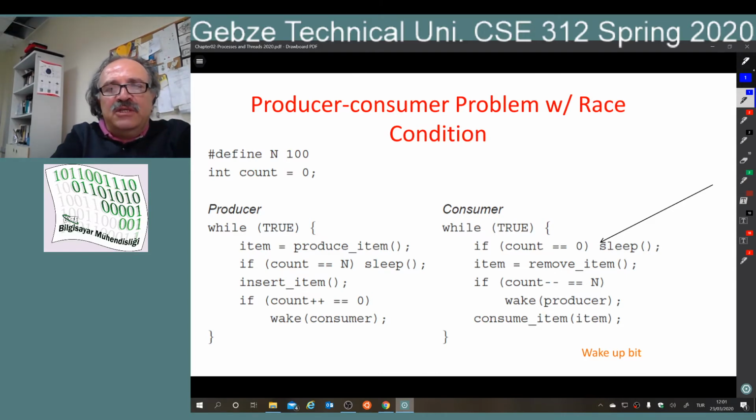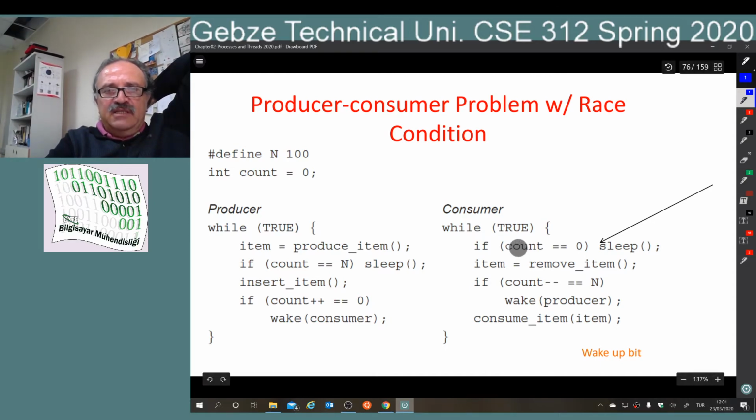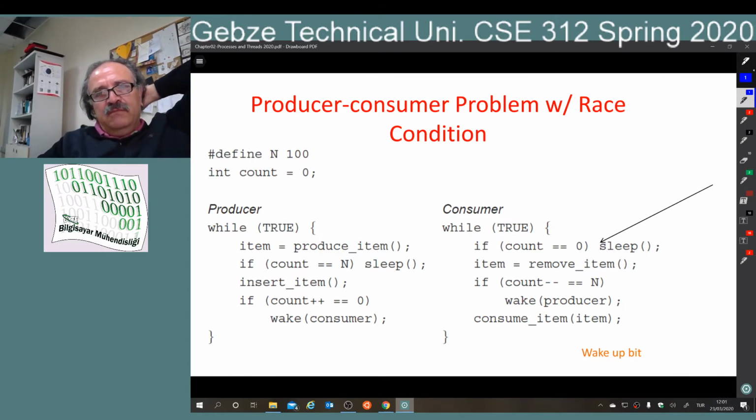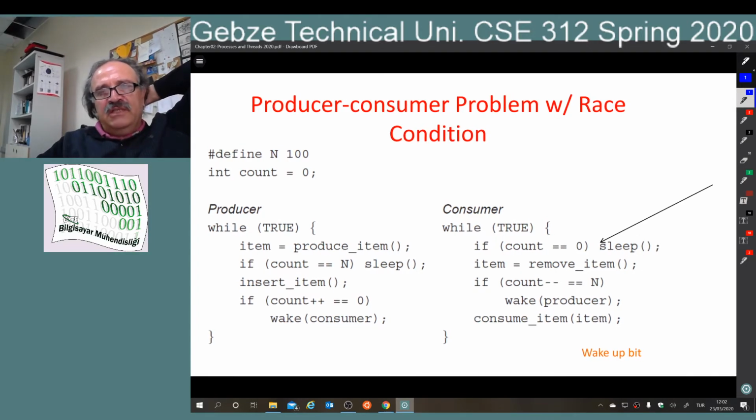there is a race condition. What is the race condition? Race condition is this. Let's say I am running this one. If count is 0, I saw that the count is 0, then I am going to sleep. That's what I am going to do.